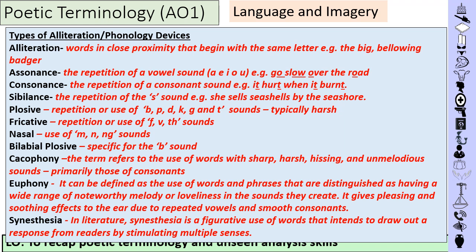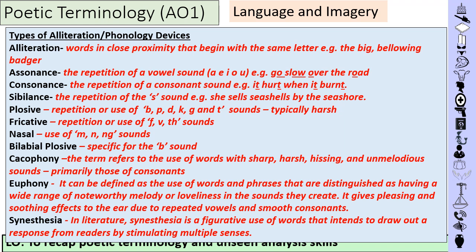A cacophony is the term that refers to the use of words with sharp, harsh, hissing and unmelodious sounds, primarily those of consonants. So if you have a cacophony of noise, imagine walking into an orchestra and every band member plays a random note. So it makes no sense, it sounds awful, it sounds loud, unmelodious, etc. And that's kind of what cacophony is.